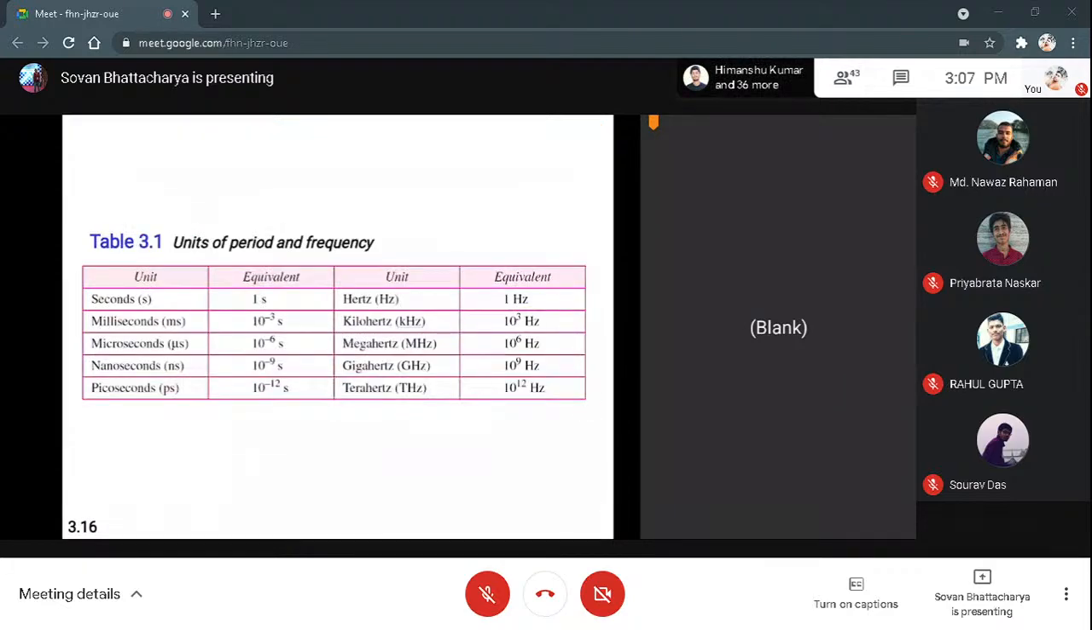These are the units: hertz, kilohertz, megahertz. I think everyone knows.